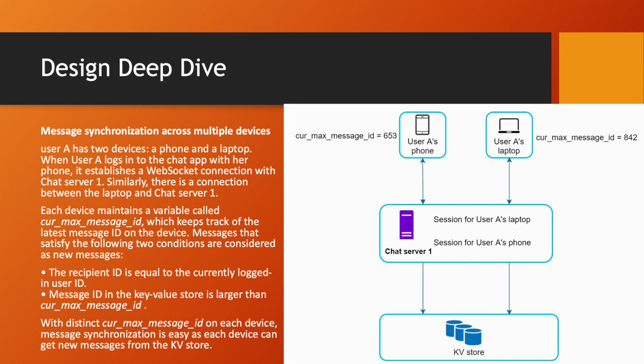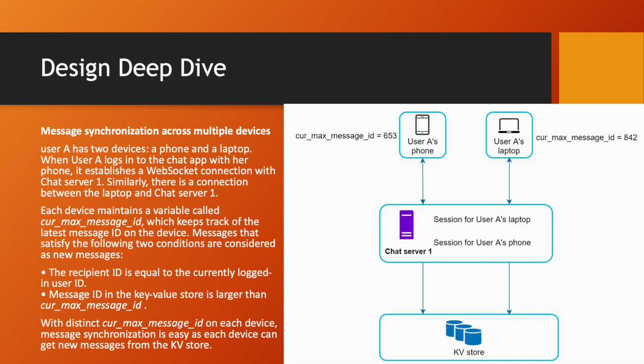Now, message synchronization across multiple devices. Many users have multiple devices. Now, we'll explain how to sync messages across multiple devices. The figure shows an example of message synchronization. For example, user A has two devices, let's say a phone and a laptop. When user A logs into the chat app with the phone, it establishes a WebSocket connection with chat server 1. Similarly, there's a connection between the laptop and chat server 1.